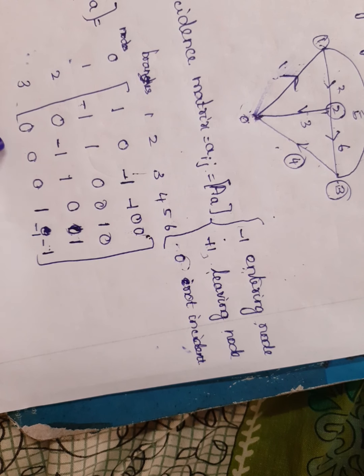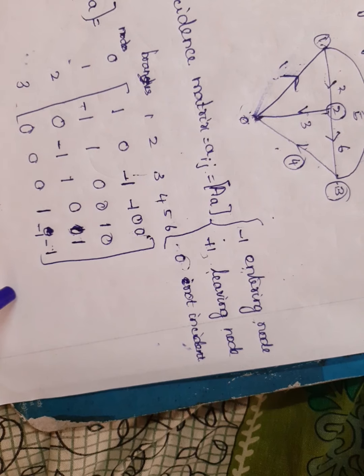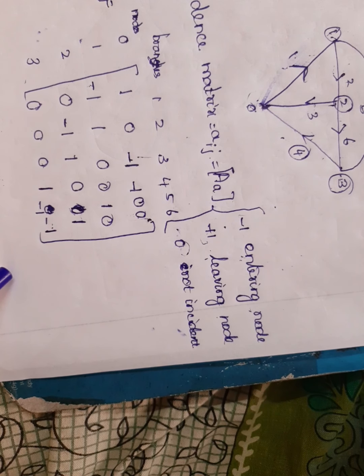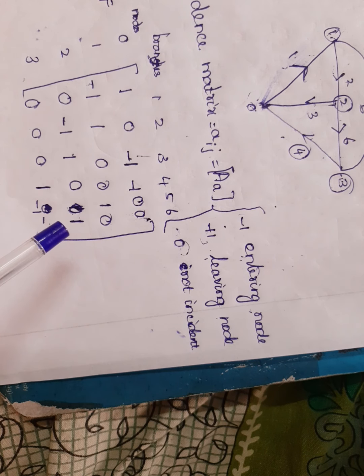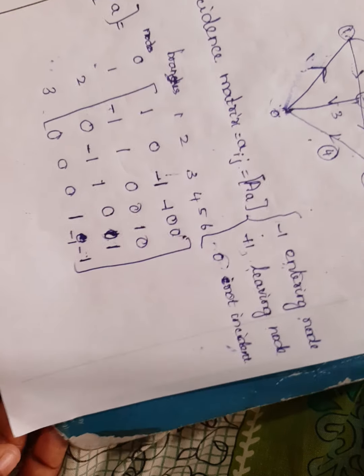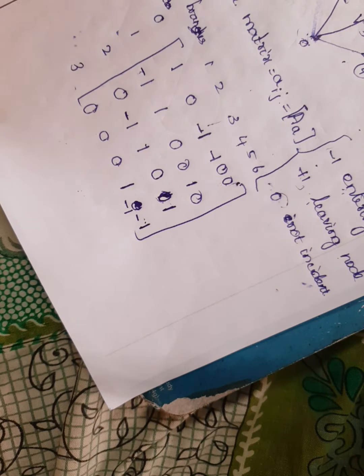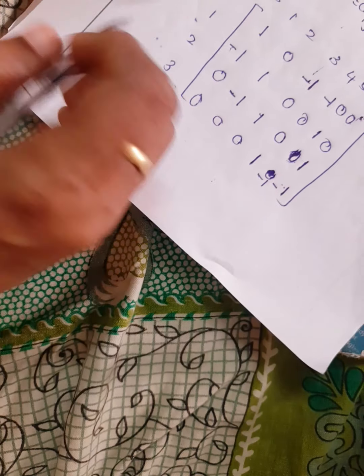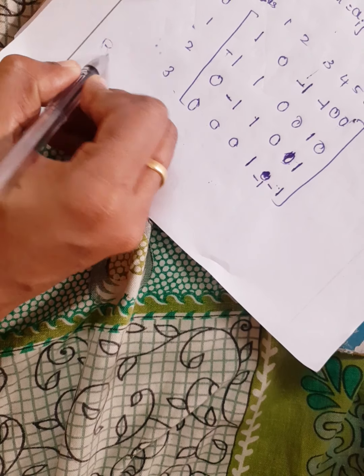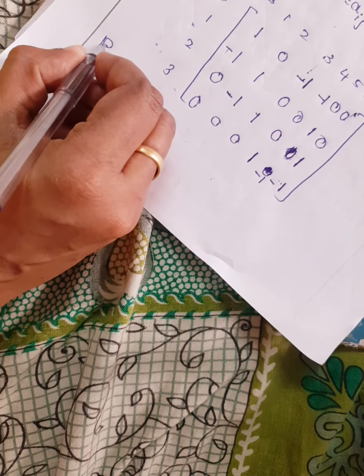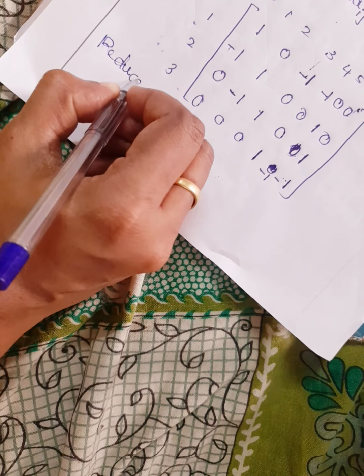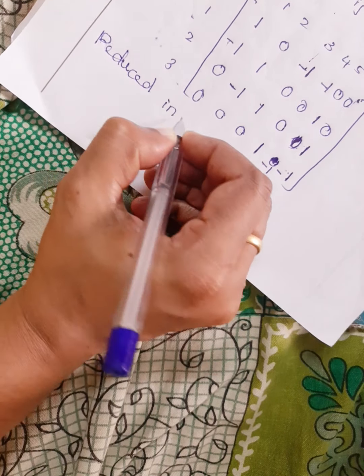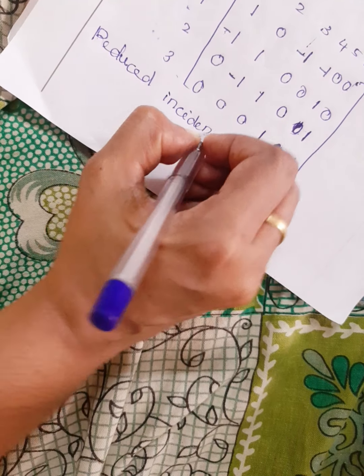Similarly, for node 3 you write the values in the same way, and this is the incidence matrix. Next you write the reduced incidence matrix. How will you write the reduced incidence matrix? As I said, the reduced incidence matrix means you delete one row.